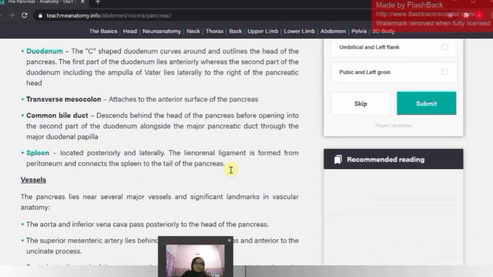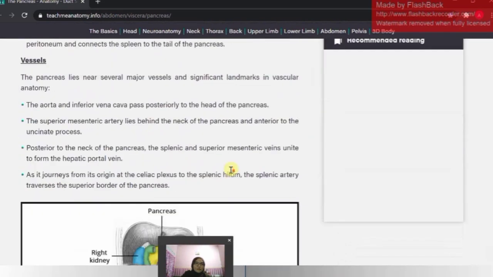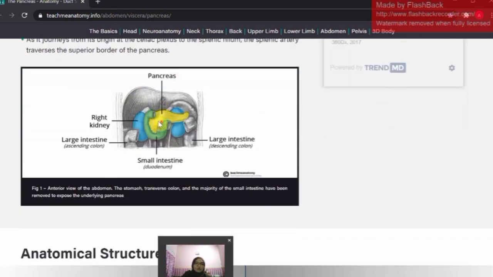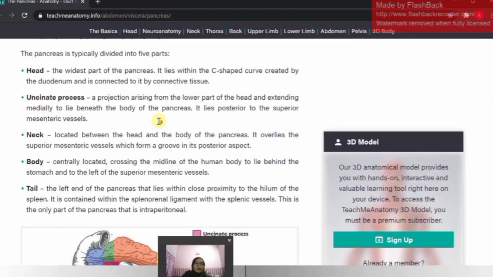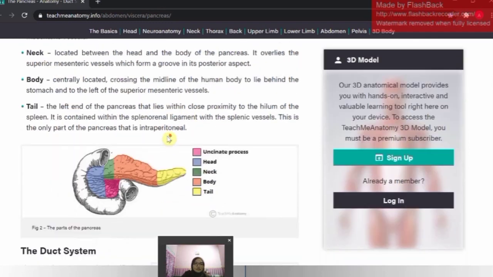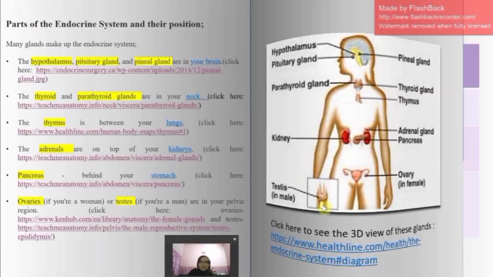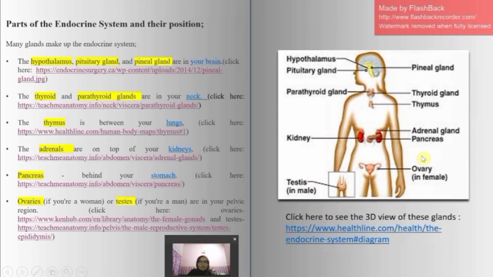So the pancreas is actually an oblong shape here. It has five parts: the head, the neck, body, tail, and also the uncinate process. Moving down here, we have the ovary as the female reproductive or endocrine organ, and in males we have the testes.